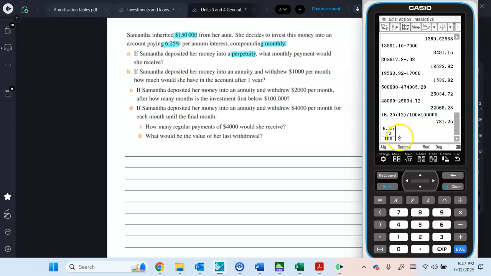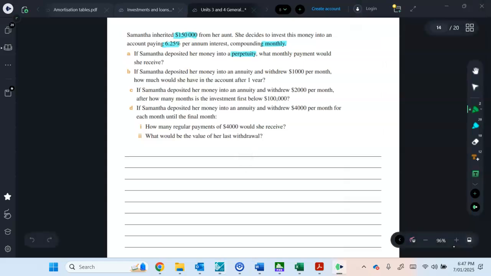All right, and then we multiply that by our value of the perpetuity. $781.25. So you could calculate it either way. If Samantha deposited her money into an annuity and withdrew $1,000 per month, so this time we're looking at an annuity, and she's withdrawing $1,000 per month, how much would she have in the account after 1 year?